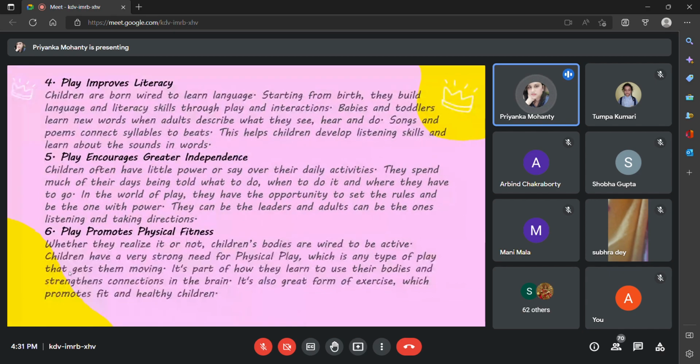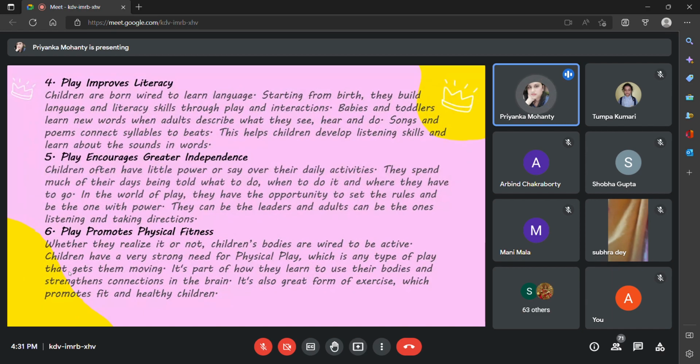They improve literacy. Children are born here to learn language. Starting from birth, they build language and literacy skills through play and instructions. Babies and toddlers learn new words as adults describe what they see, hear or do. Songs and poems connect syllables into beats. This helps children develop skills and learn about the sounds in words.